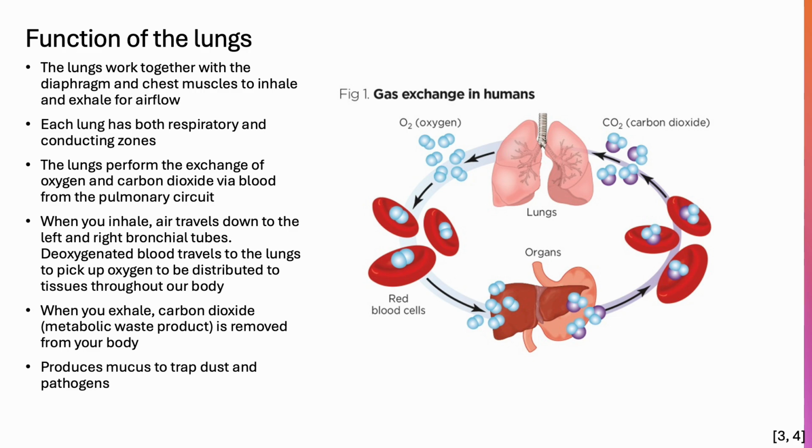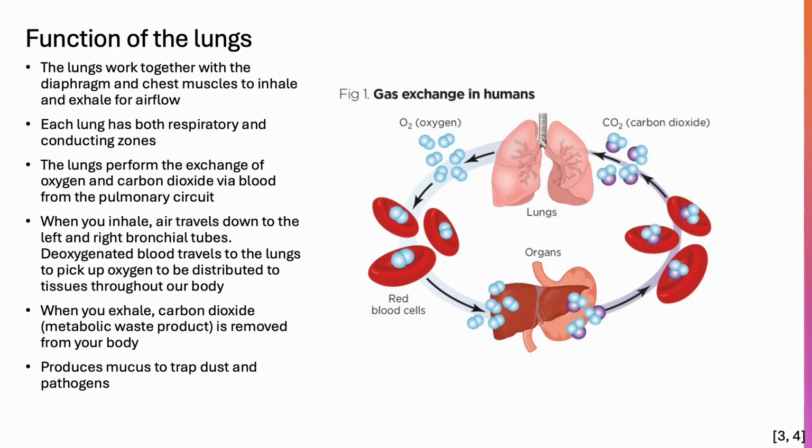The function of the lungs. So the lungs work together with the diaphragm and chest muscles to inhale and exhale for airflow. Each lung has both respiratory and conducting zones. The lungs perform the exchange of oxygen and carbon dioxide through blood from the pulmonary circuit.